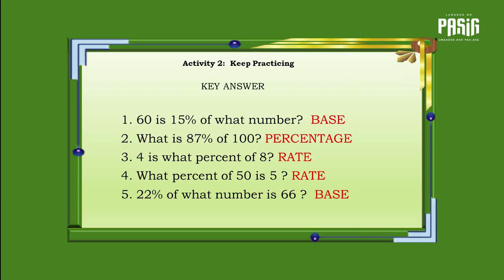Your time is up, so let us reveal the answer. In question number 1, the missing term is base. Number 2, percentage. Number 3, rate. While number 4 is also a rate, and number 5 is base. I hope that you were able to get all of these 5 correctly.